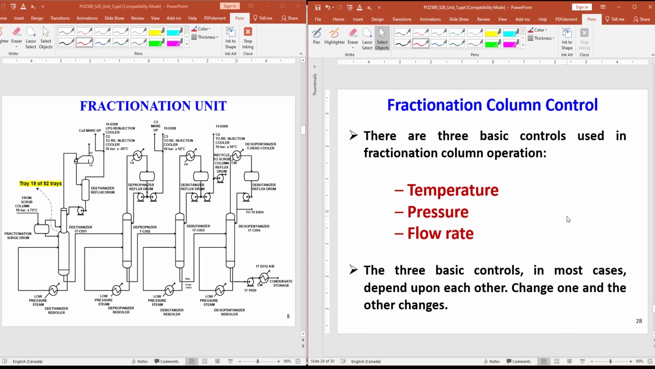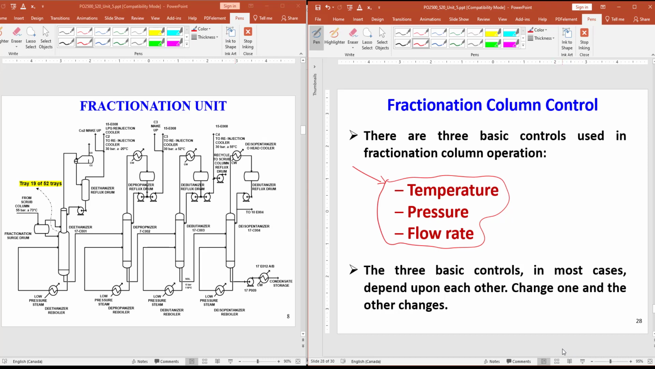And I have just one more slide about the control of such a unit, the fractionation unit. The three main operating parameters for operating the fractionation unit are temperature, pressure, and flow rate. Those are the three main operating parameters, and all of them are also related to each other.